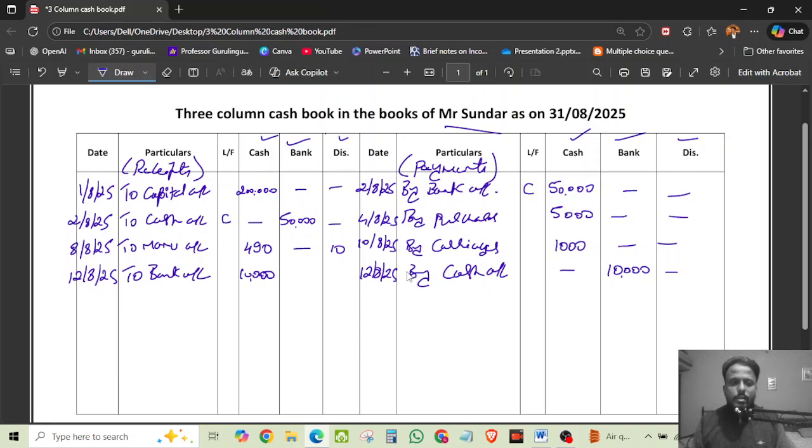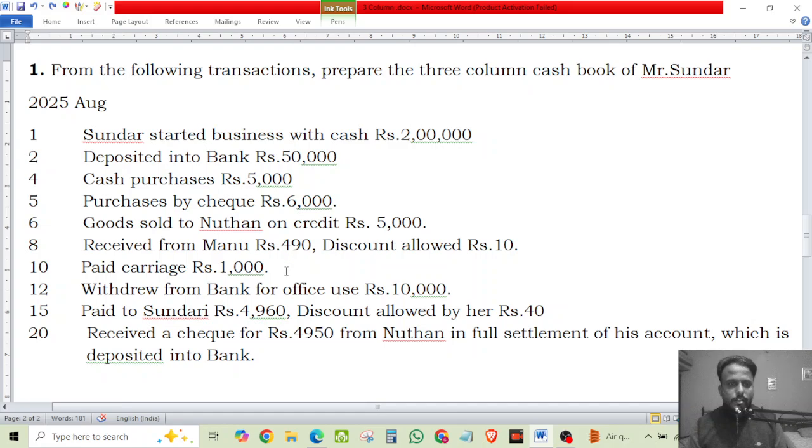So I'll write one more time. That is a simple journal entry you need to pass here. Whenever you are withdrawing cash from the bank, cash will come inside, so cash account debit to bank account. So this is the entry. Again, we will not forget this time to write the contra entry on both sides in the ledger folio.